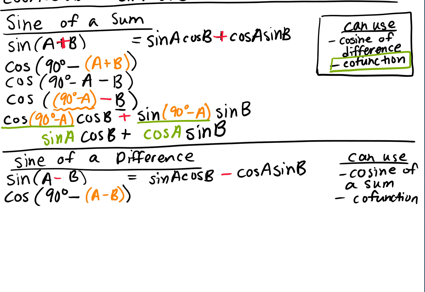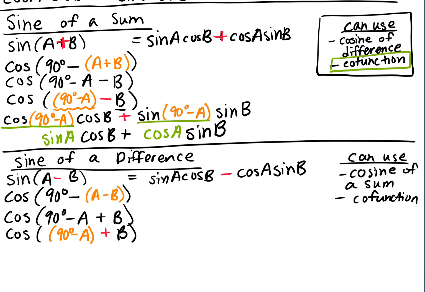So right now, 90 is my first angle, A minus B is my second angle. I want to distribute the negative sign now, so 90 minus A plus B, so it's going to be different because we're going to be adding. And then we will regroup this so that the 90 minus A is my first angle, and then B is my second angle. So notice we now have cosine of a sum. And again, I'll write this off to the side, what I'm doing here. That's the first angle, and then B is the second angle.